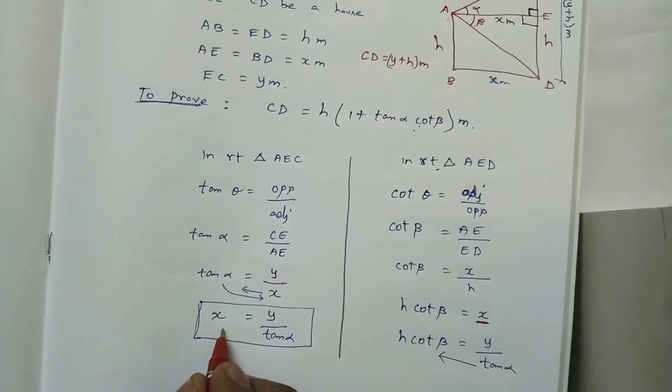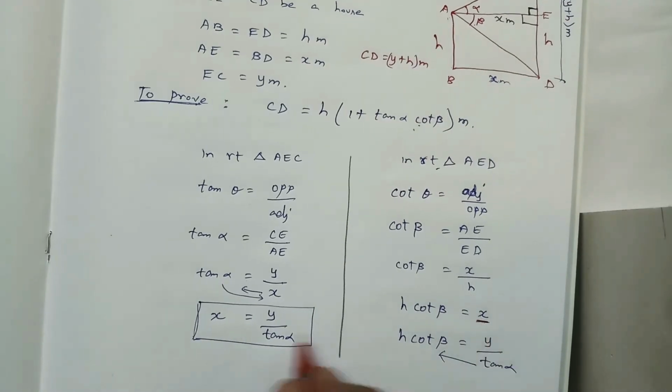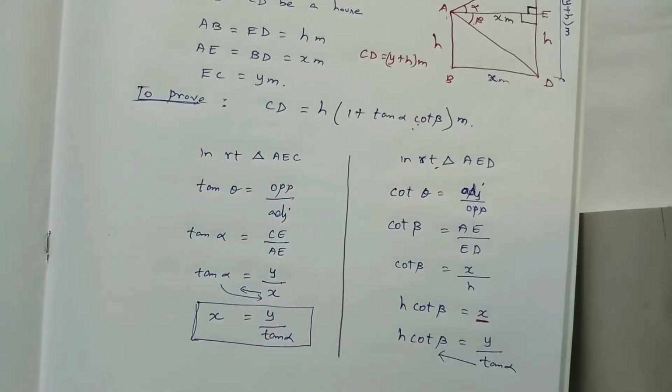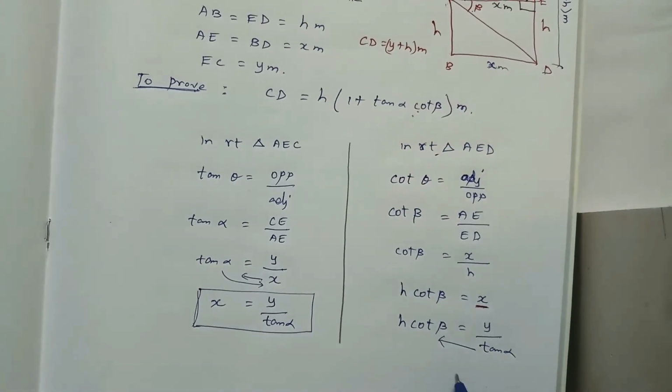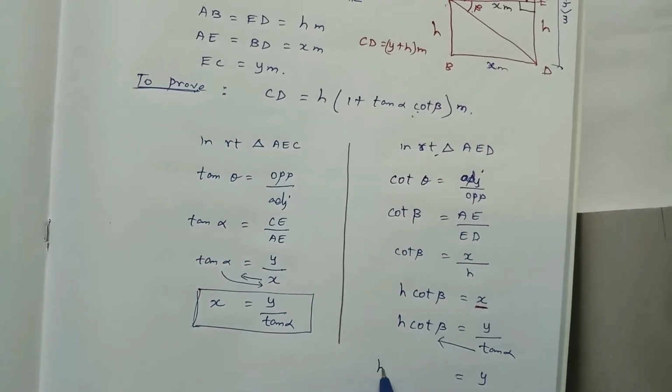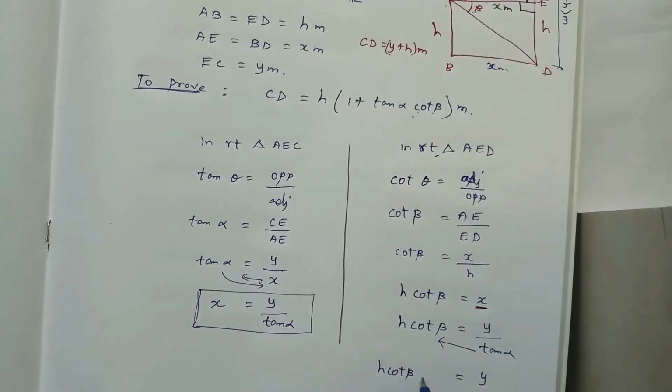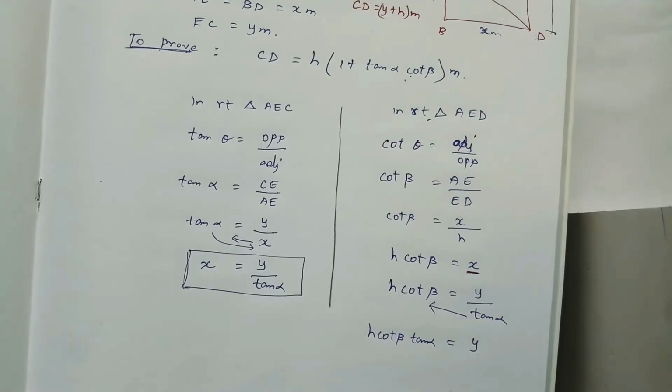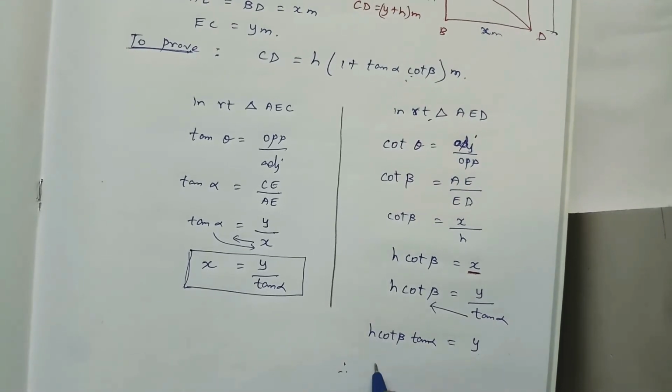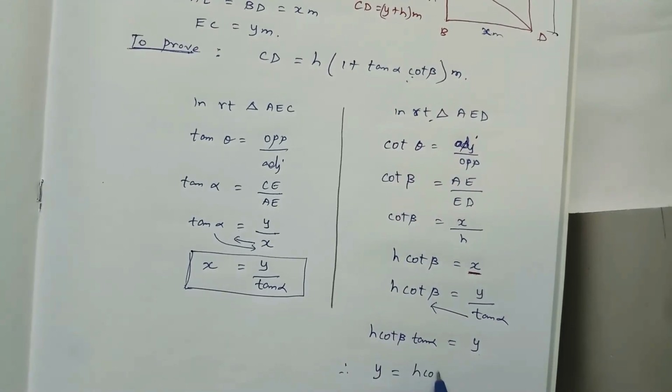I already found the value of X in terms of Y. Instead of X, I am just substituting Y by tan alpha. Understood? So I am just bringing this tan alpha to the LHS. Then it will become Y is equal to H cot beta into tan alpha. Therefore, Y is equal to H cot beta into tan alpha, right?